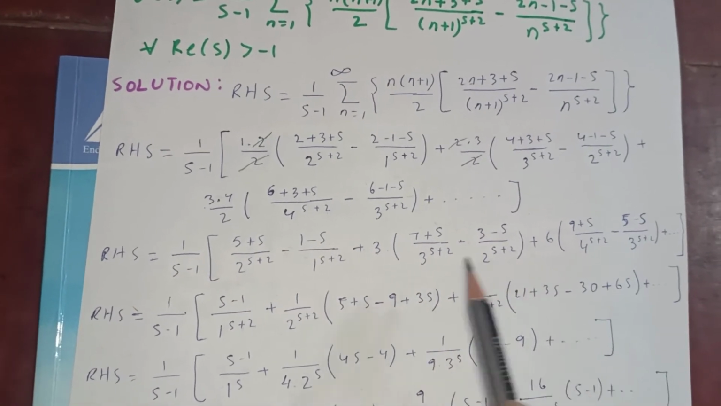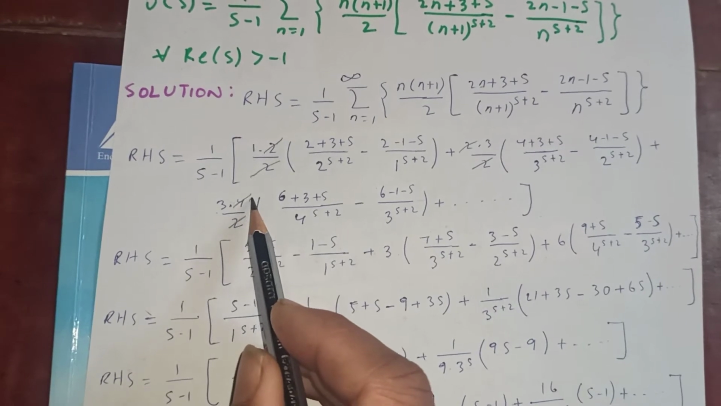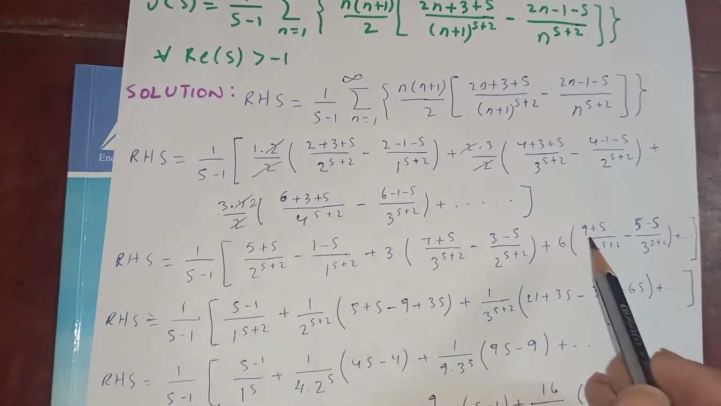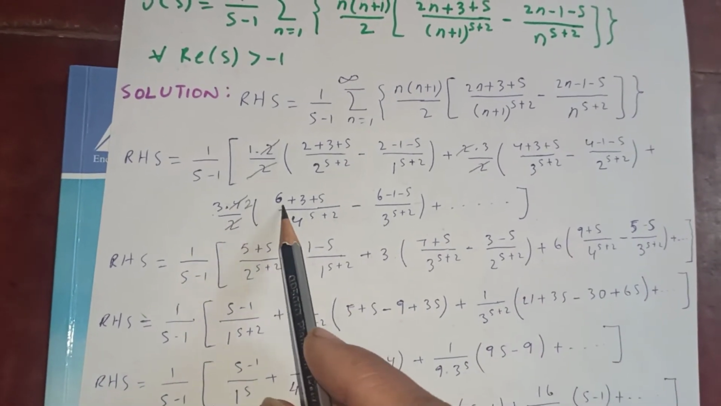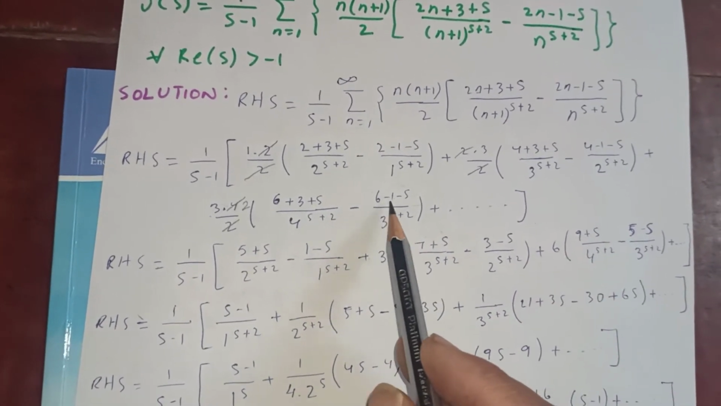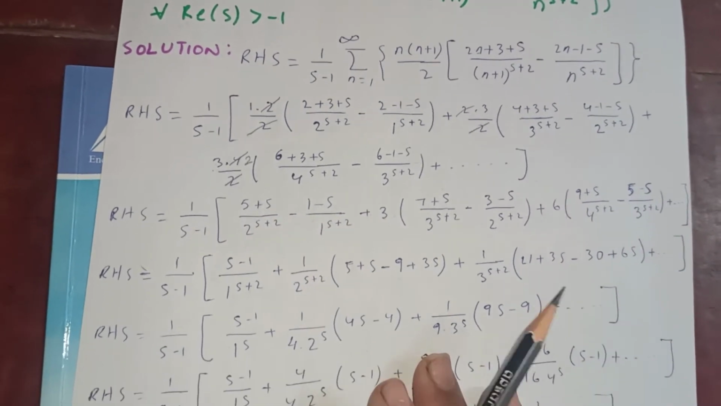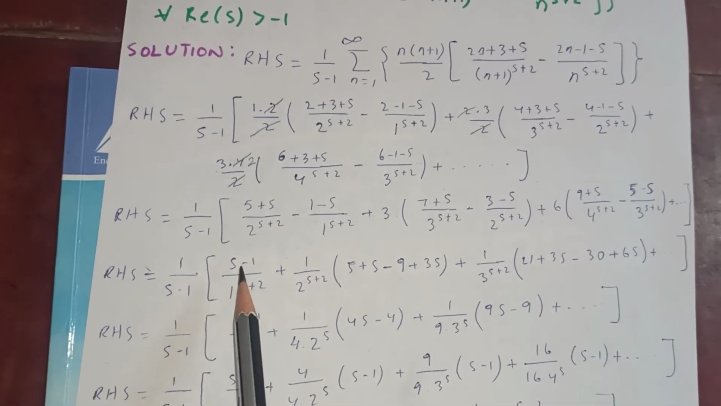Plus, and here also 2 times 2, so 3 times 2 is 6, 6 plus 3 is 9, 9 plus s upon 4 to the s plus 2, minus 6 minus 1 is 5, 5 minus s upon 3 to the s plus 2, and so on. So we just have 1 over s minus 1.